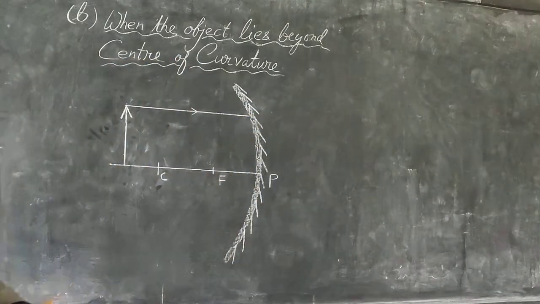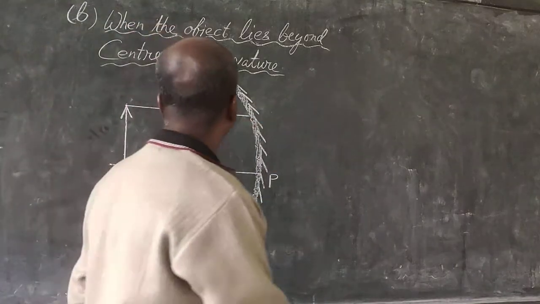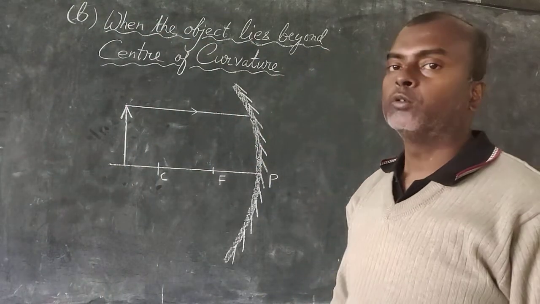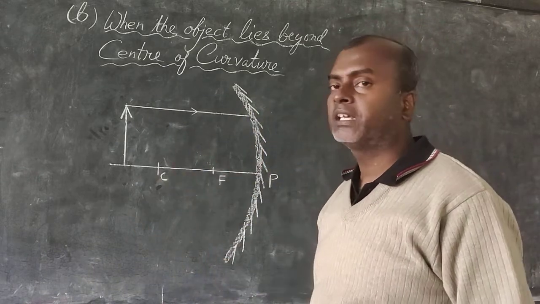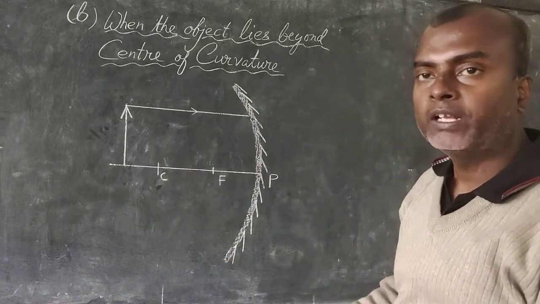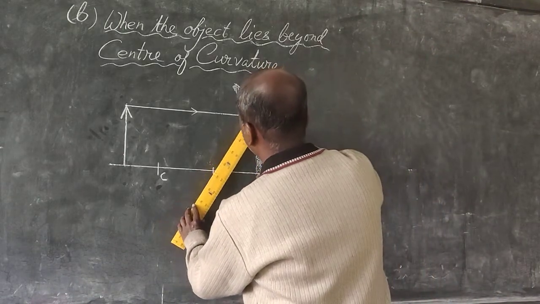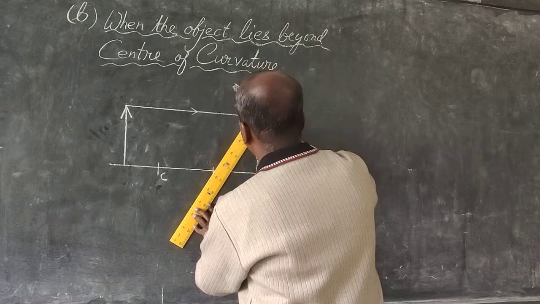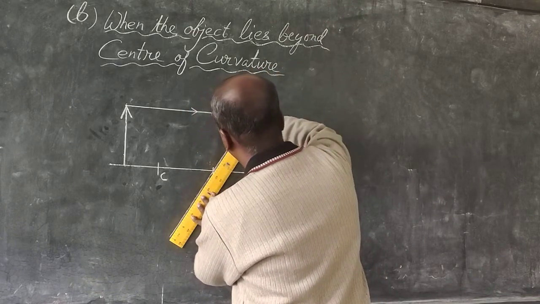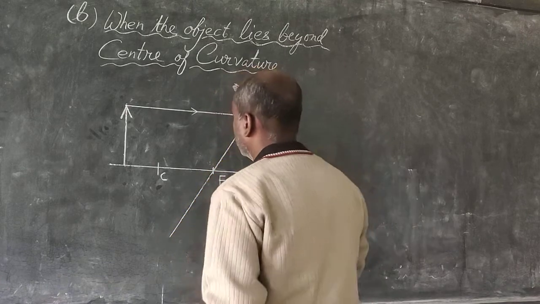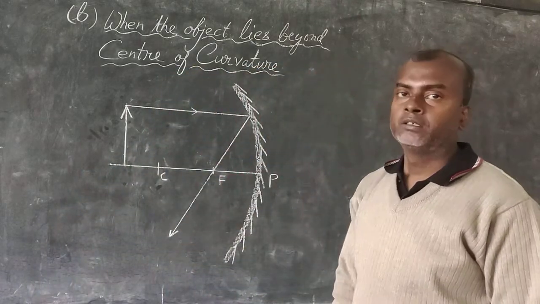So one ray coming out from this tip of the object parallel to the principal axis. And according to the rule, what do we know? A ray which is incident on a concave mirror parallel to the principal axis, from where does the reflected ray go? It goes through the focus. So I am going to draw the reflected ray which passes through the focus. This is the reflected ray.